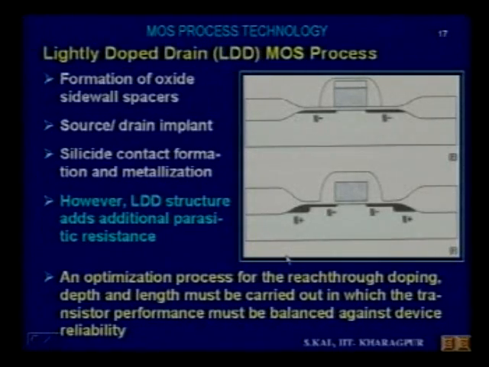An optimization process for the reach through doping depth and length must be carried out, in which the transistor performance must be balanced against device reliability. So on one side is device reliability, and on the other side we found the parasitic resistance as well as space consumption for reach through implantation. So we have to do some compromise between these two effects so that we can have device reliability as well as less parasitic resistance.